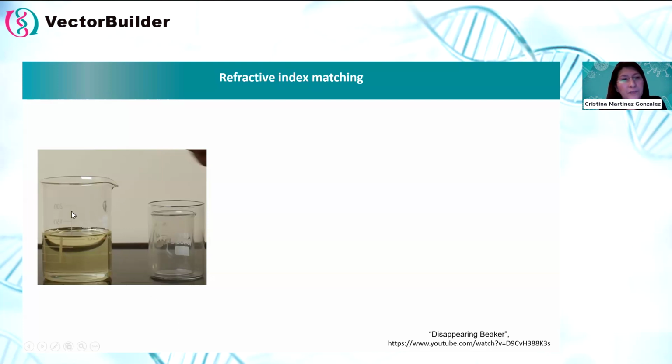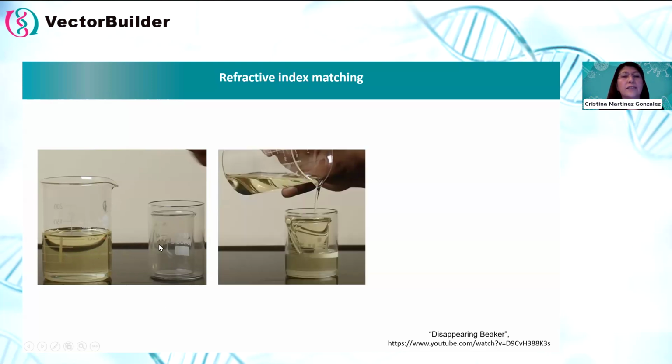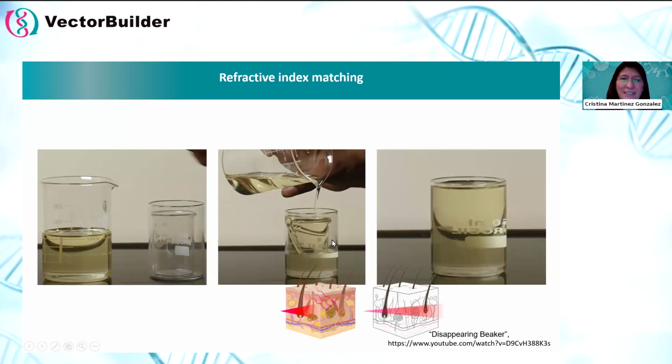Imagine you have a beaker of glass with a solution. Both glass and that solution will have different refractive index. That's why you see this is transparent and this is yellow. So if you want to see this glass, if you want to match the refractive index between these two glasses, you embed this glass in another glass. If you match with the same solution, this yellow solution in here, you can see the second glass disappears.